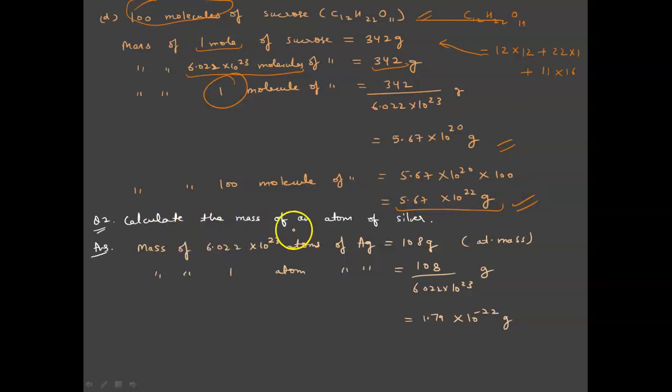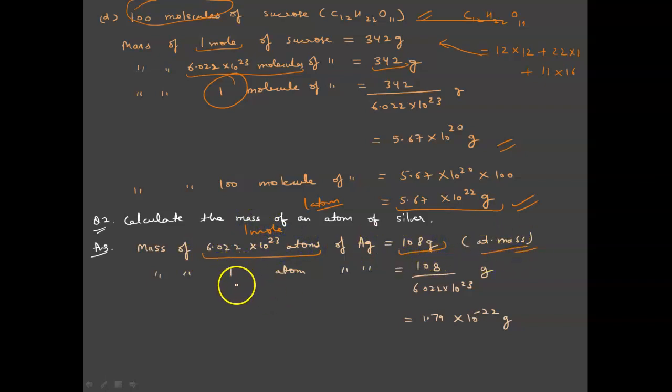Now comes the question: calculate the mass of an atom of silver. So we have to calculate one atom's mass, similar to the first question. The mass of 6.022 into 10 to the 23 atoms of silver is 1 mole. What we know is that 108 gram is the atomic mass.